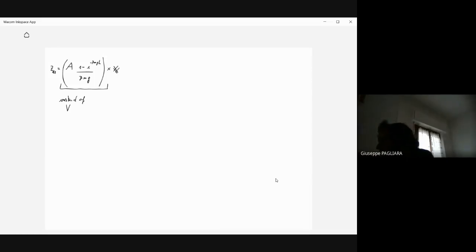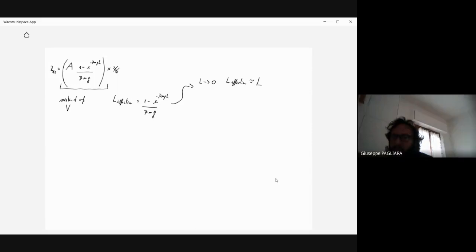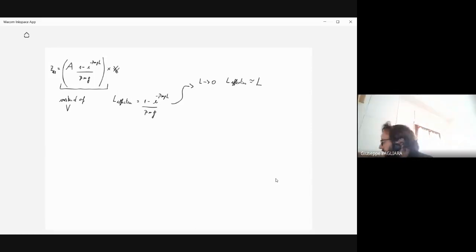Okay, so let me consider L effective, this (1 minus e to the minus beta mgL) divided by beta mg. In the limit in which L is small, so if L goes to 0, then this is just L. This effective L is close to L because the exponential can be expanded and will be 1 minus beta mgL, and beta mg cancels. So the effective length or height of the cylinder is just L for small L.